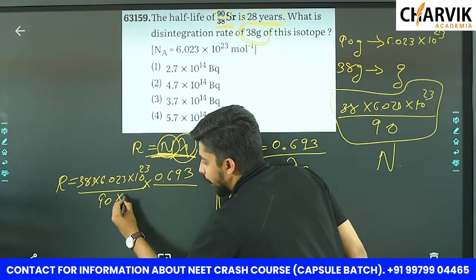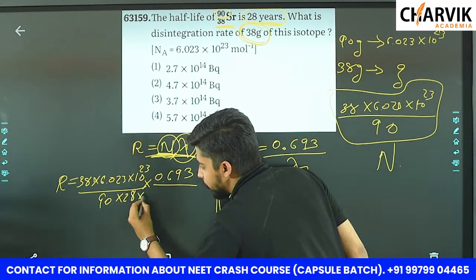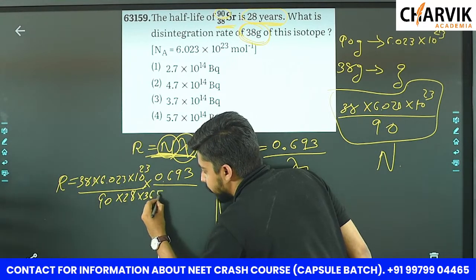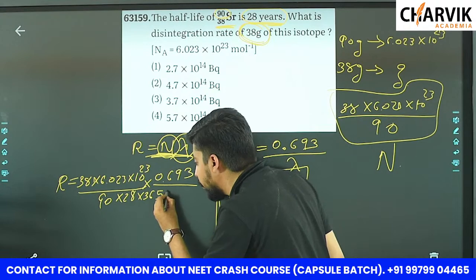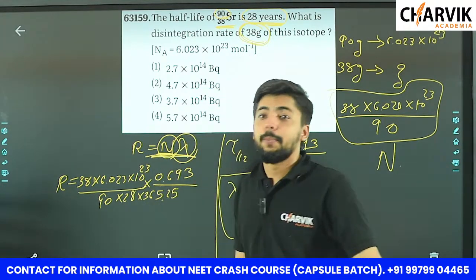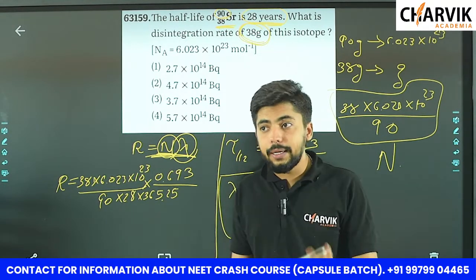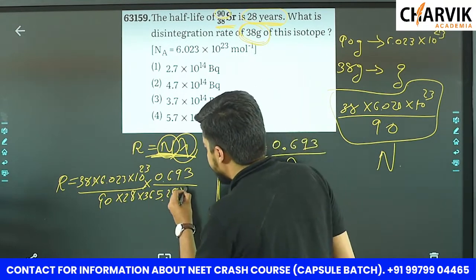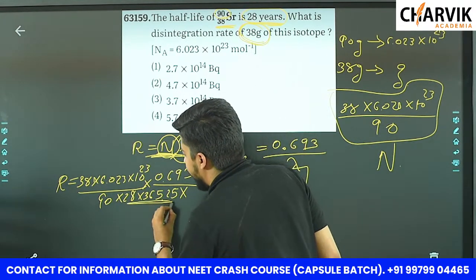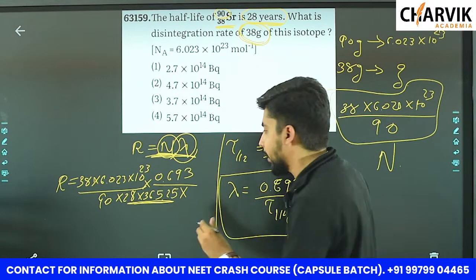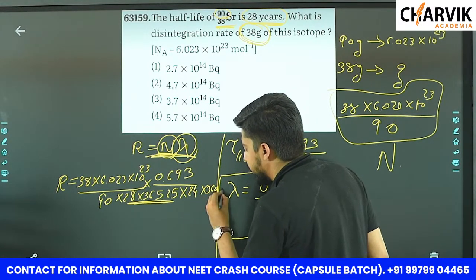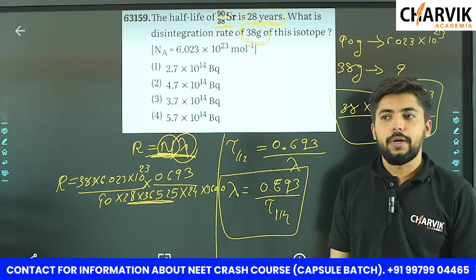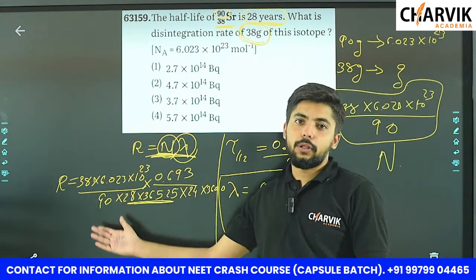For 28 years, in each year there are 365 days, and to be more precise, 365.25 days, because after every 4 years you get a leap year. So now we are getting it into days. In one day, how many hours are there? 24 hours. In 1 hour, there are 3600 seconds. So now we are done with all the values.